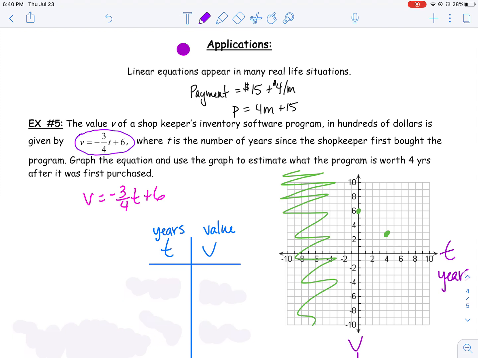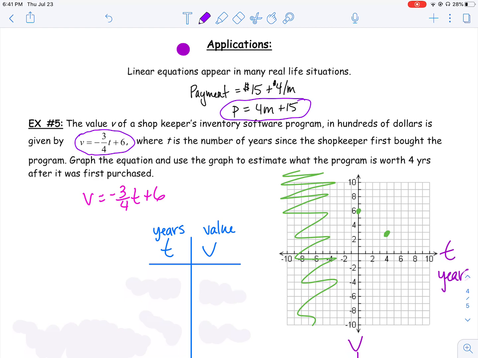So maybe let's say we rented a car and there was a fee of $15 plus $4 per mile. Well, we can make an equation that says our payment is going to be $15 plus $4 per mile. I can use P for payment and M for mile and make an equation that looks something like this. You notice that there are two variables. Depending on how many miles I go will depend on my payment. I have two different variables that are going to change depending on what happens. If I were to graph it, it would end up looking like a line. Anytime I have two variables, we have a linear equation.